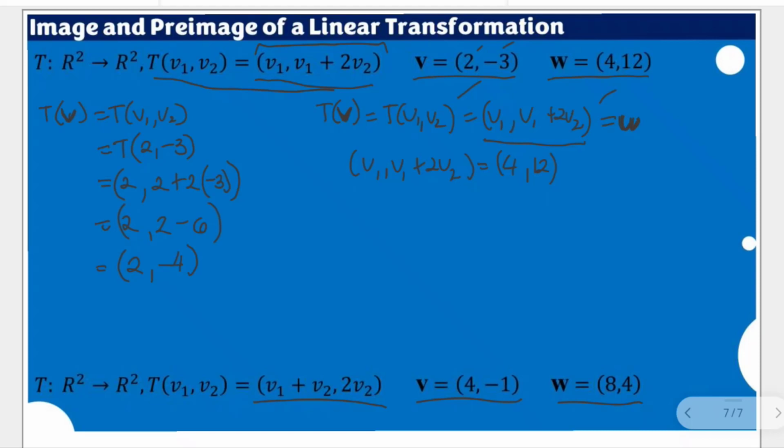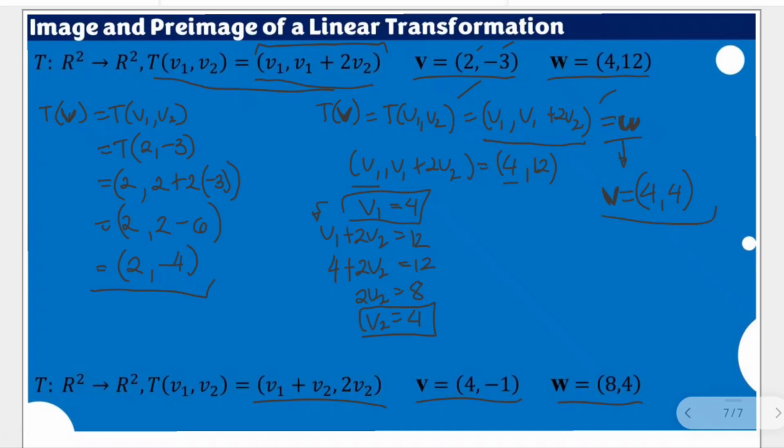So we'll have to make this equivalent because these are equivalent vectors. Your v sub 1 is 4. And then v sub 1 plus twice v sub 2 is 12. So we already have the first component, substituting that here. 4 plus twice v sub 2 is 12. Twice v sub 2 is 8. So v sub 2 is 4 as well. In short, the pre-image of your vector w is another vector v here, with components v sub 1 is 4 and v sub 2, which is also 4. Okay, so we have solved the image and the pre-images here.